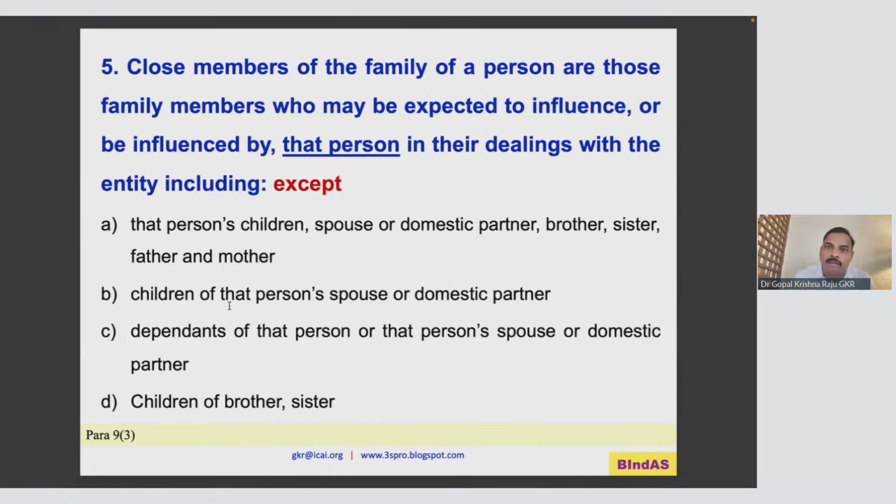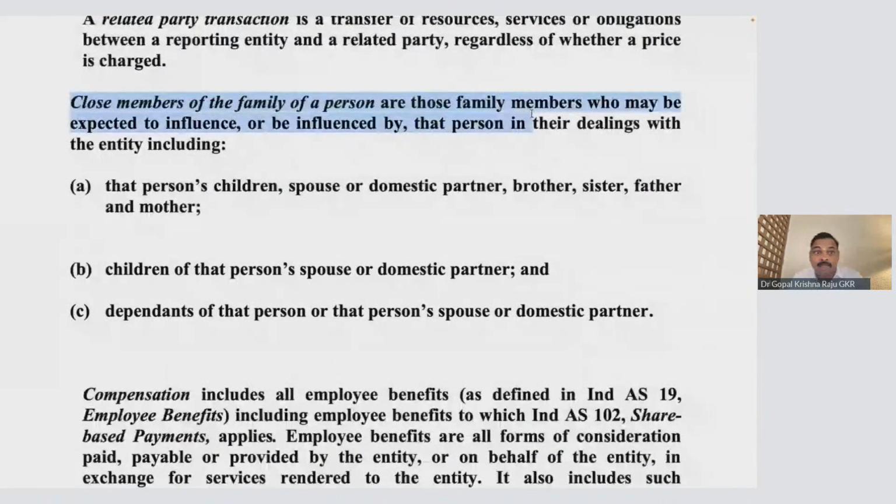Who is a close member of the family of the person? Close members of the family of the person are those family members who may influence. Who are they? That person's children, my son, that person's spouse, my wife, that person's domestic partner. This is the influence of IFRS, because whether this particular word should be included or not was a $1 million question. Even the Institute of Accountants of India was debating this. So: my brother, my sister, my father, my mother, my children, my spouse, my domestic partner.